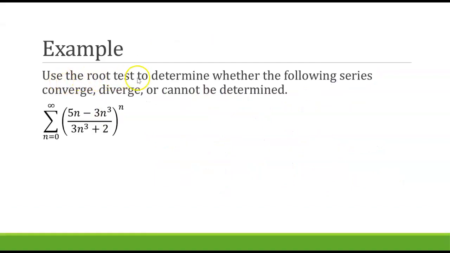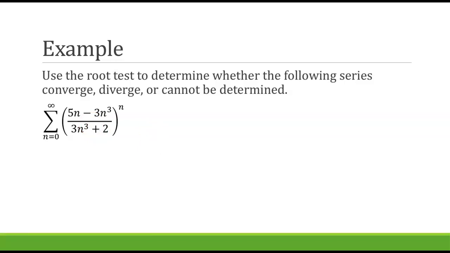In this example, we're told to use the root test to determine whether the series converges, diverges, or cannot yet be determined. So we have the sum of n equals 0 to infinity of this rational expression, 5n minus 3n cubed, all over 3n cubed plus 2, and all of that is raised to the nth power. We're told to use the root test for this series, but the indication that we should apply the root test is the idea that the root test involves a limit where we take the nth root, and that nth root and that nth power would cancel out. So that's how we would know that's a good test to try to determine the convergence or divergence of this series.